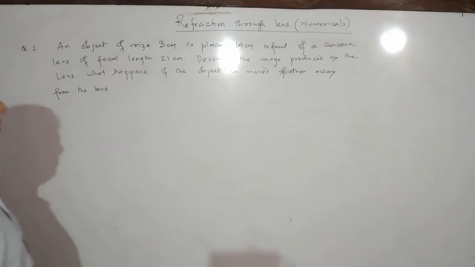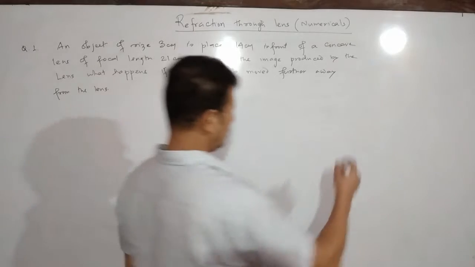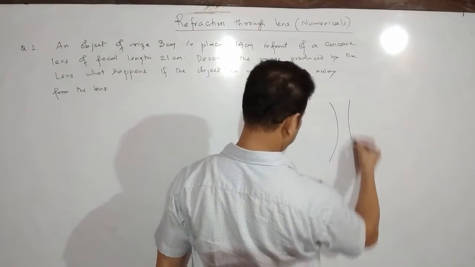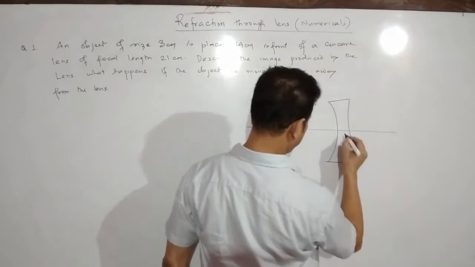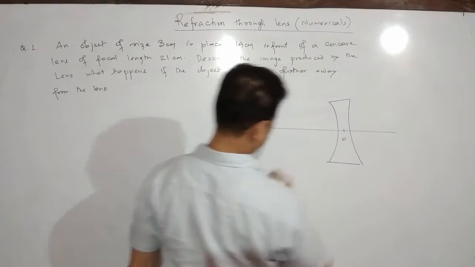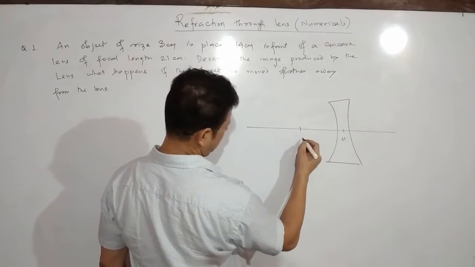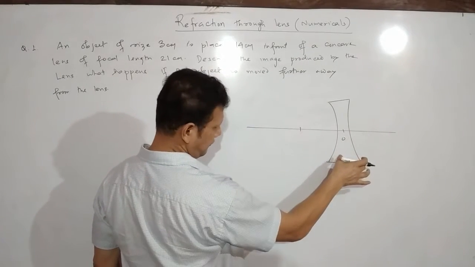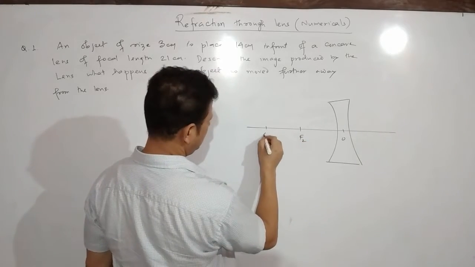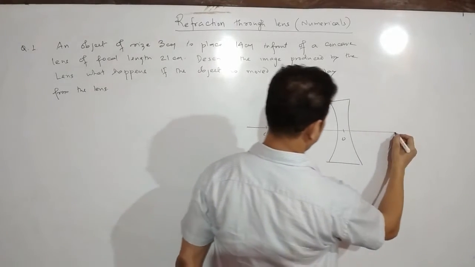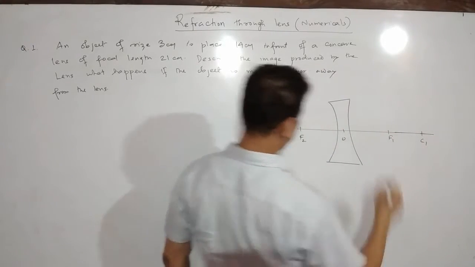So what is said? There is a concave lens given of focal length 21. So let me first draw a concave lens. This is our concave lens. This is our principal axis, optical center. This is the second focus, F2, in case of concave lens. And this is the first focus, and this is C1 suppose.